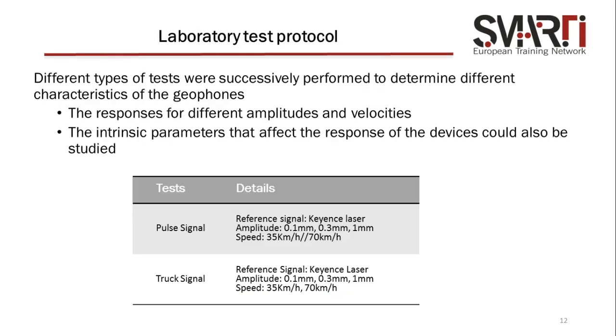Different test settings were done. A sinusoidal wave, which is the pulse signal, was inputted into the vibrating table at different amplitudes and at different frequencies. And also the truck signal, which represents the truck solicitation, was applied at different amplitudes and at different speeds.